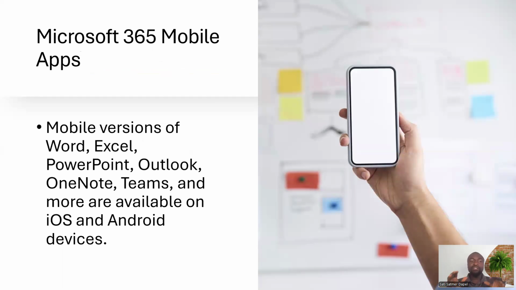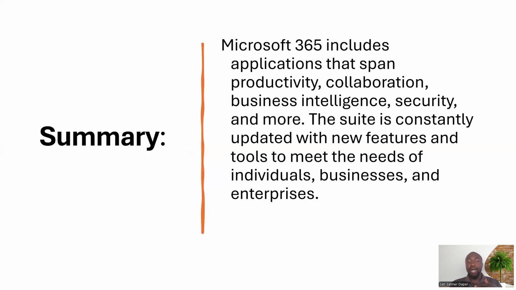And then we now have the Microsoft 365 mobile apps. Most of these apps you can have on your phone, like Microsoft Word, Excel, PowerPoint, Outlook, OneNote, Teams, and so on. You can have them on your mobile device so that you can access all that you need. In summary, Microsoft 365 includes applications that span productivity, collaboration, business intelligence, security, and more. The suite is constantly updated with new features and tools to meet the needs of individuals, businesses, and enterprises.